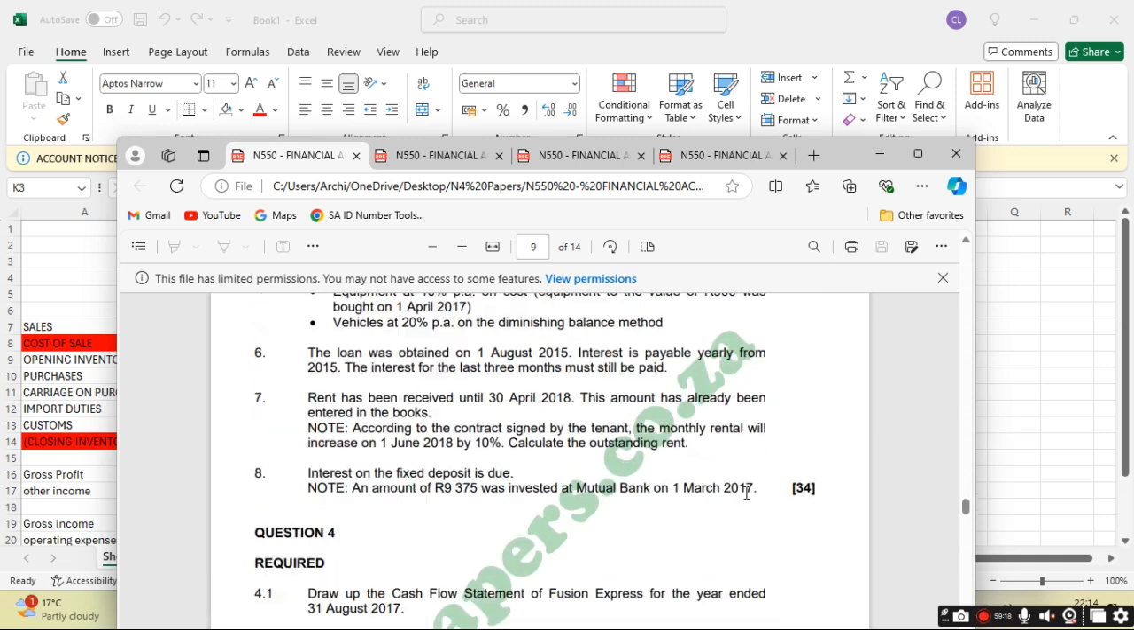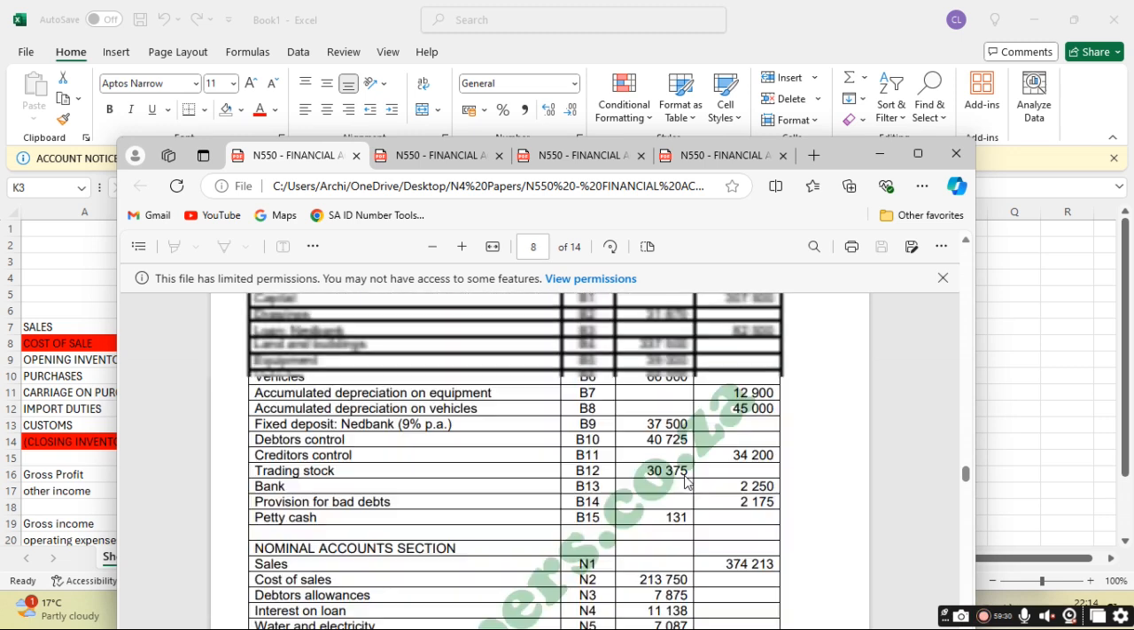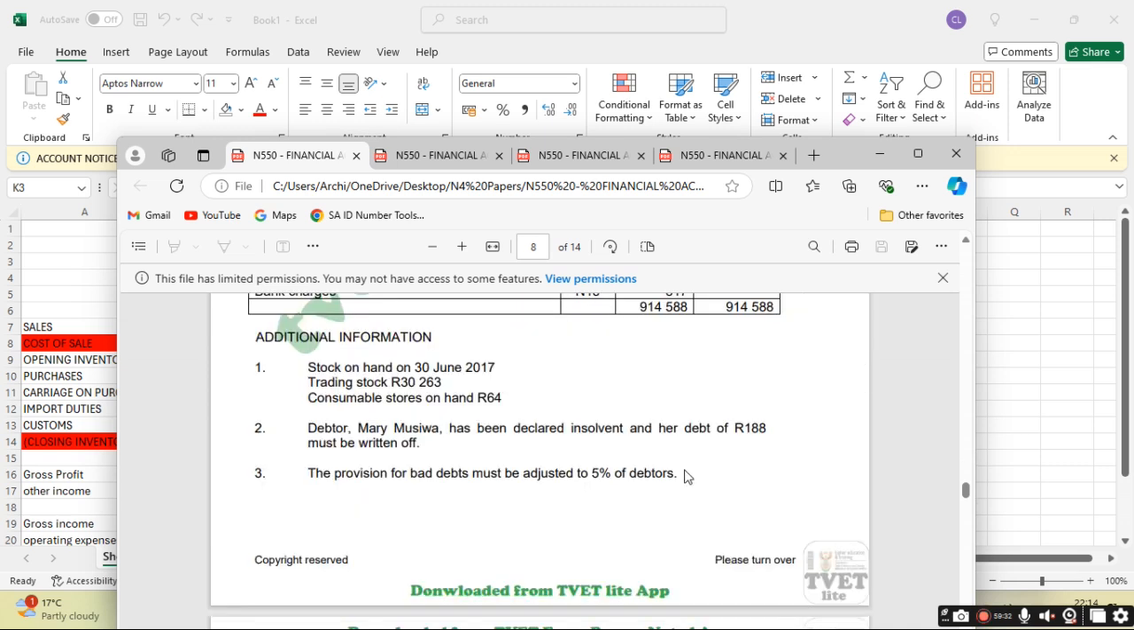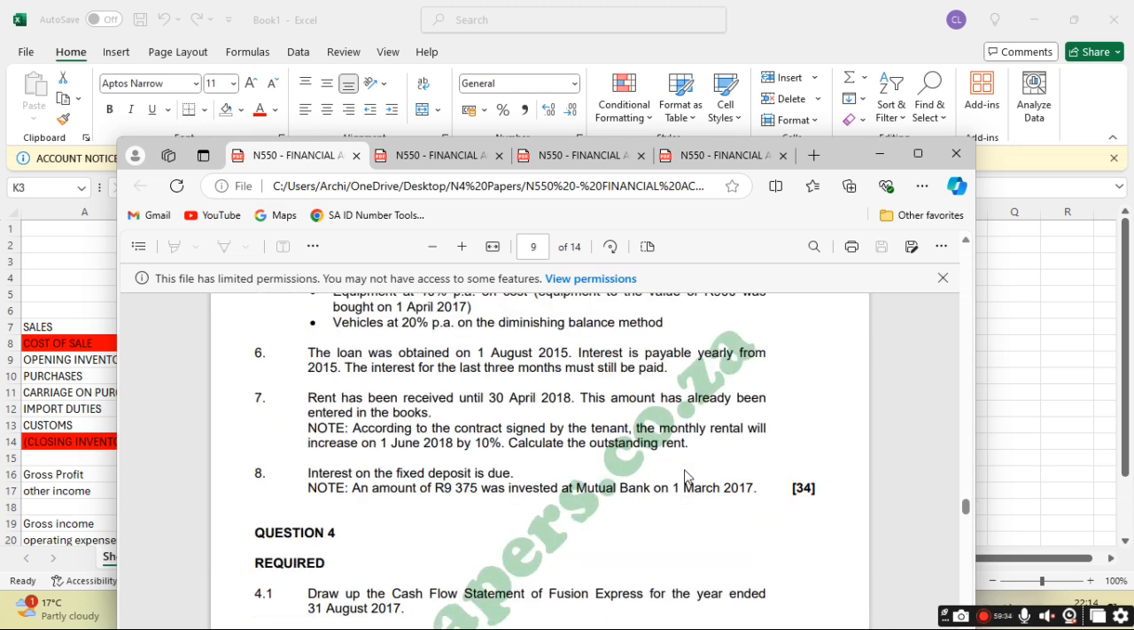But now, I think they made a mistake here, 2017 is supposed to be 2018. 1 March 2018. So let's treat it as 1 March 2018. So since we invested 930 what at Mutual Bank on 1 March 2018, is this a post or pre-adjusted? Okay. So the way we're going to do this.